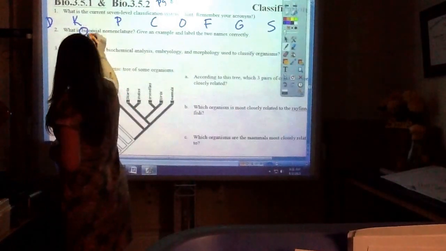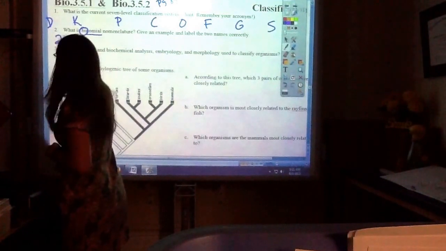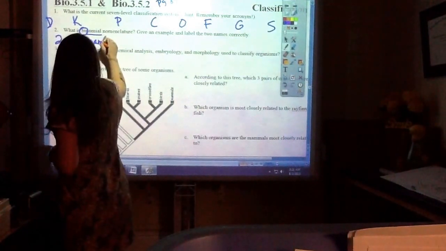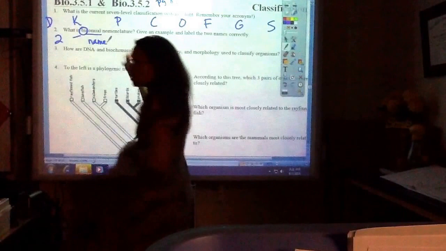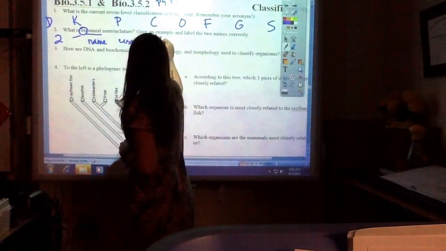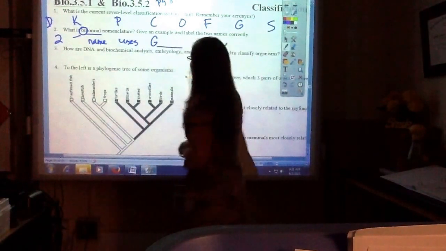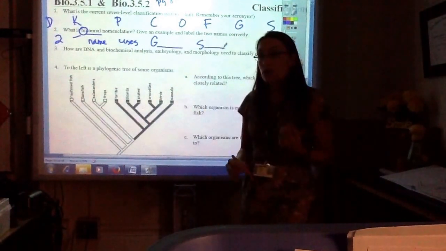Binomial nomenclature, please circle bi and underline nome. Bi, like a bicycle, means two, and nome means name. So this is a two-name naming system. It uses the last two. It uses the G category and the S category. But we do have to write the words correctly.